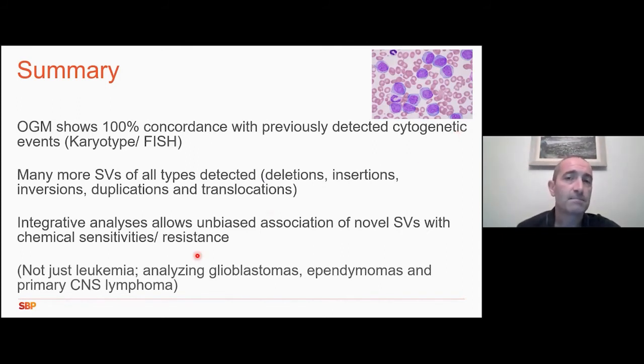clinically relevant agents. And just by way to whet your appetite, we don't just do this in leukemia, we're also analyzing glioblastomas, childhood ependymomas, and primary CNS lymphomas. And as I mentioned previously, all 3 of the ependymomas we've screened have shown deletions in kinase and family members.